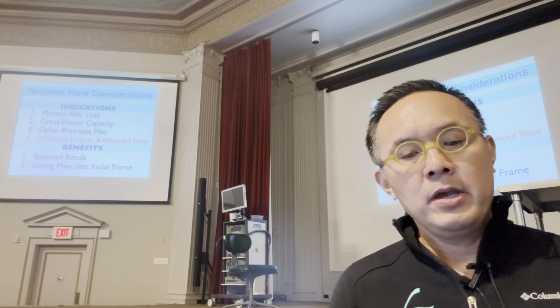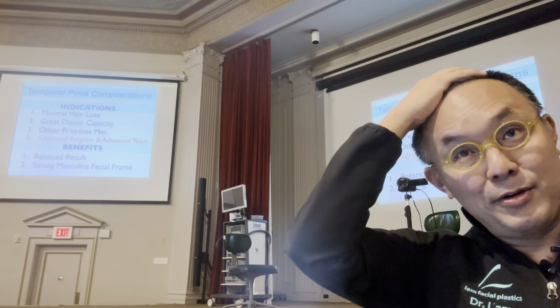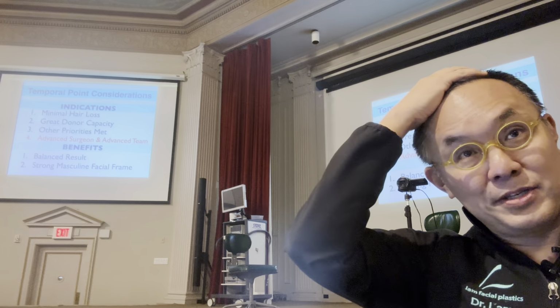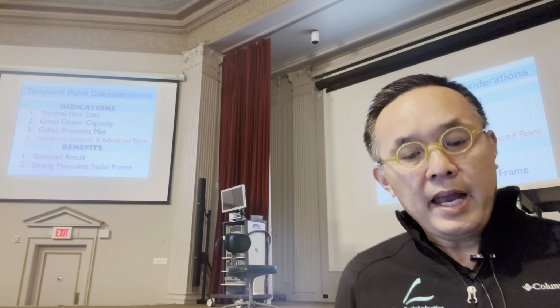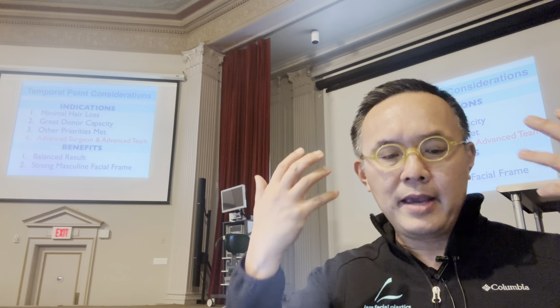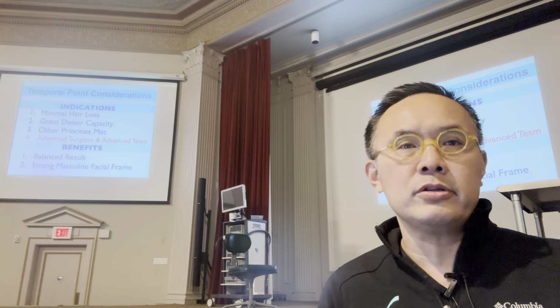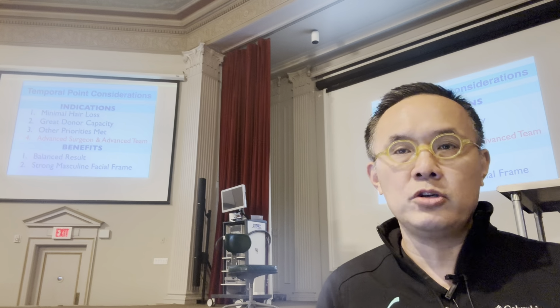It looks weird. It actually is great for someone with a hair system where they've got such great loss that this is the only area that looks artificial. I'll build the temporal point knowing that they're going to wear their hair system in place. That's another way that you can do it. But great donor capacity overcomes a lot of evil, and other priorities all met. Because for me, I'd rather do the front, the crown, everything but the temporal point. But the benefit is that it's awesome. It looks great. It's a balanced result, and it just looks like a very strong masculine facial frame.